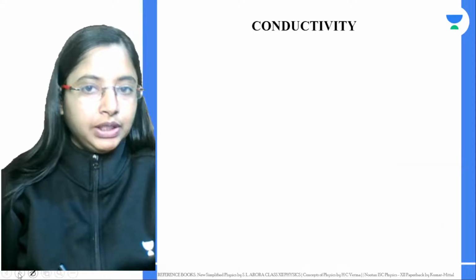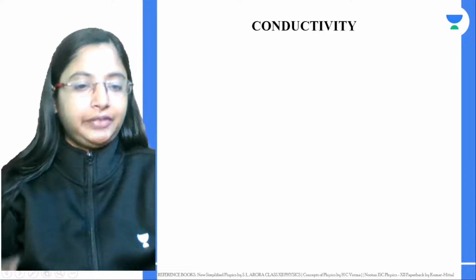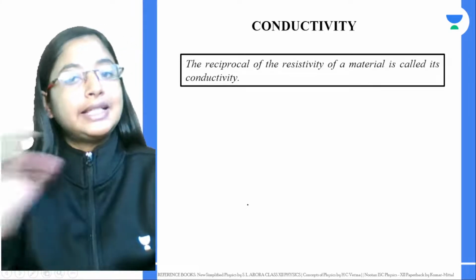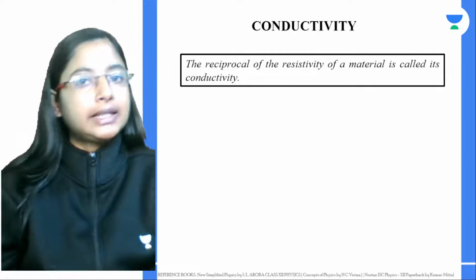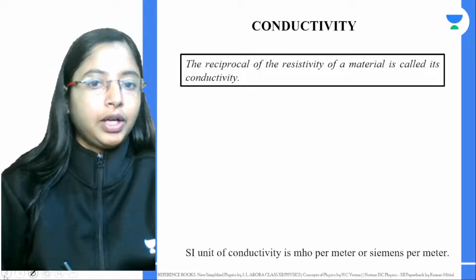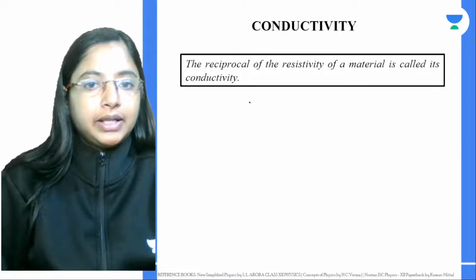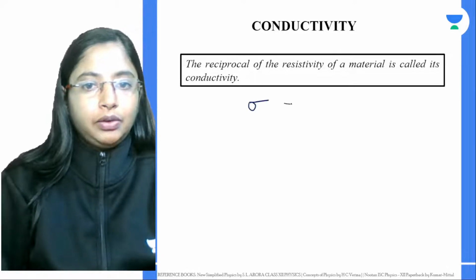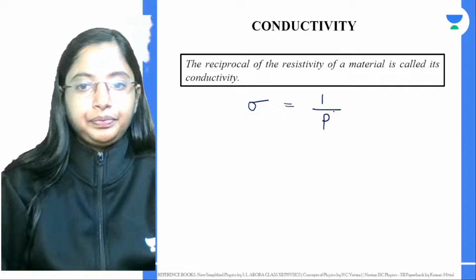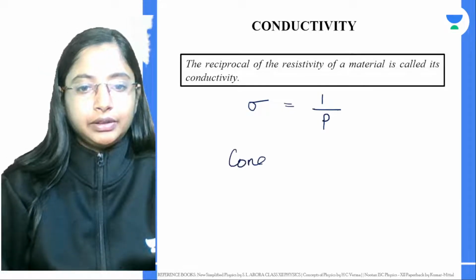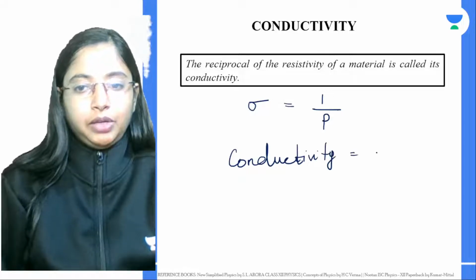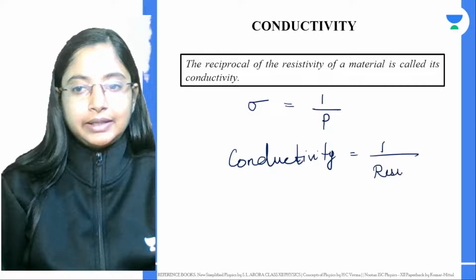Now, similar to this, we have conductivity. The reciprocal of resistance is conductance, and the reciprocal of the resistivity of a material is conductivity. Conductivity is given by the symbol sigma, and this is equal to 1 by rho. So conductivity will be equal to 1 by resistivity.